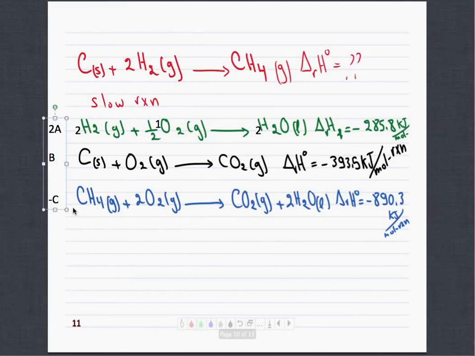So reverse reaction C. Then I'm going to end up with CO2 gas plus 2H2O liquid giving me methane gas plus 2 oxygens. And since I reversed the reaction, it's exactly the same amount of heat, but instead of minus, it's going to be plus. It's a plus, not minus anymore, because I reversed the reaction. Okay? I think I'm ready.